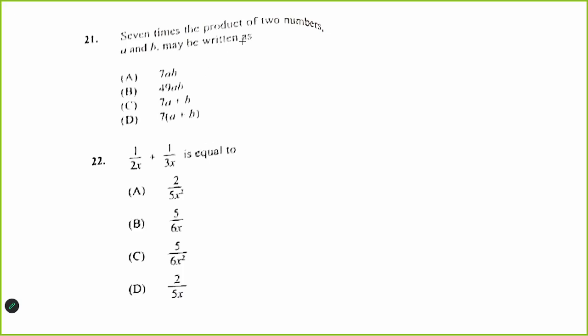7 times the product of two numbers A and B. We did that. This one here, 1 over 2x plus 1 over 3x. When you're finding the LCM, we just simply multiply it, right? That's 2 3s are 6, x squared. Hold on. Let's make that a little bit simpler.